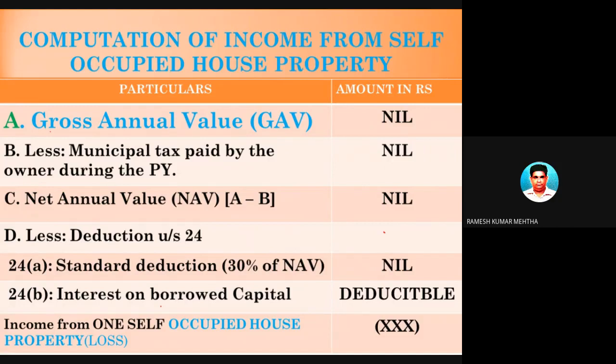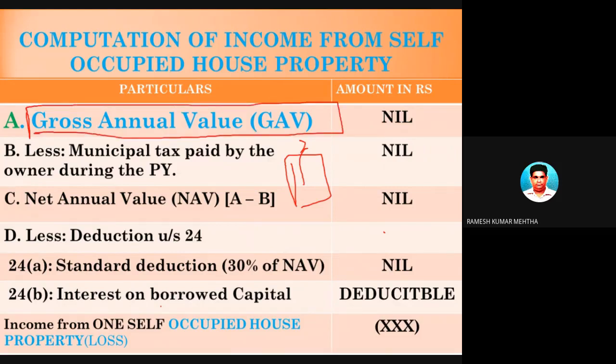So first and foremost, when the house is self-occupied by the owner for the whole year, there is no income, there is no rent, and obviously the most important point is the gross annual value of the house property is zero or nil. So the most important point under computation of income from house property, which is self-occupied by the owner throughout the year, the gross annual value of the house property is nil.